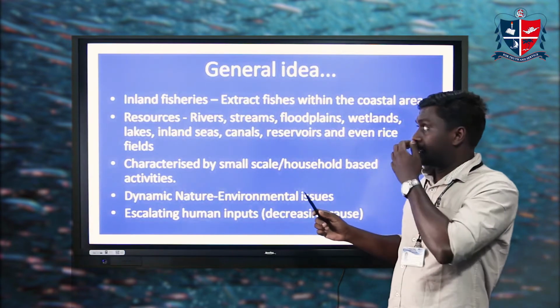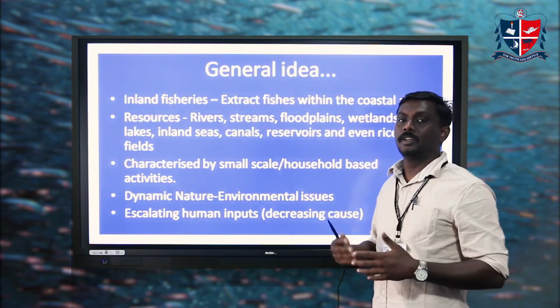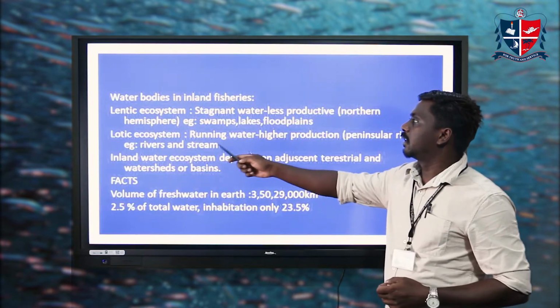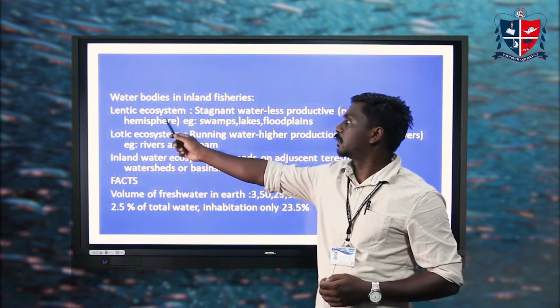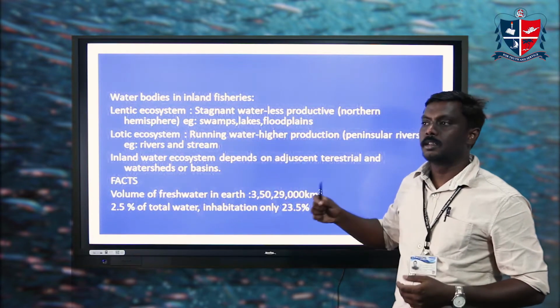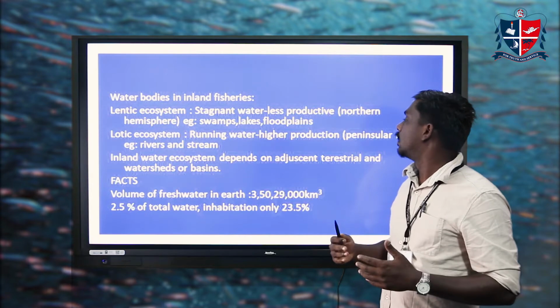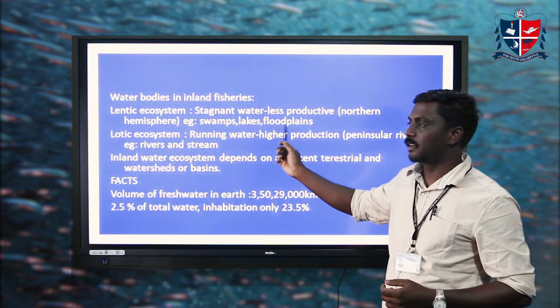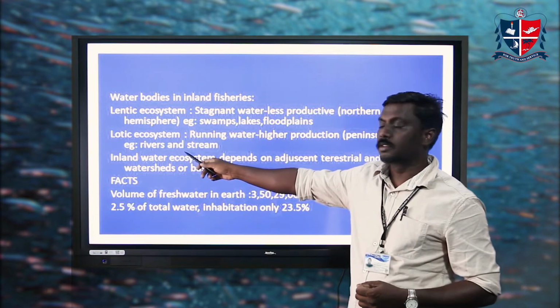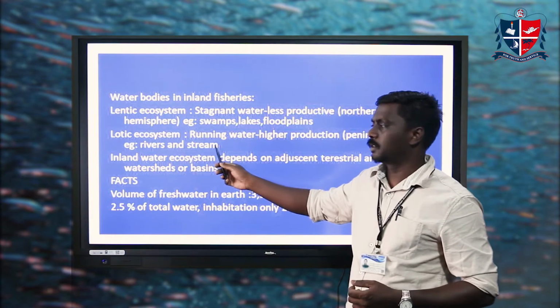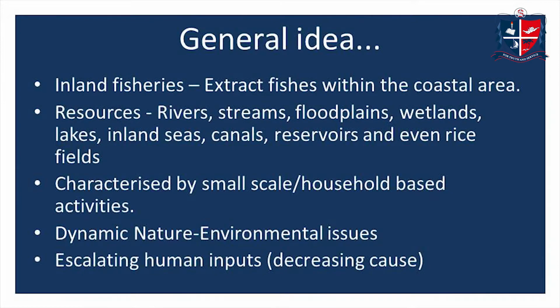The basic concept of inland fisheries is that it extracts fishes within inland water bodies. Inland water bodies are of two types of system: lentic ecosystem and lotic ecosystem. A lentic ecosystem is a system of stagnant water, with lower production. We can see swamps, lakes, floodplains, etc. as lentic ecosystems. And a lotic ecosystem is one with running water, higher production, and it covers rivers and streams. As you all know, they are running water. That is the general idea about inland fisheries.